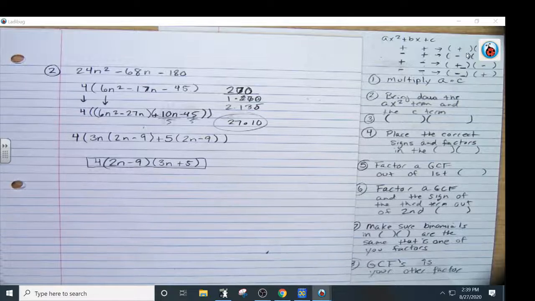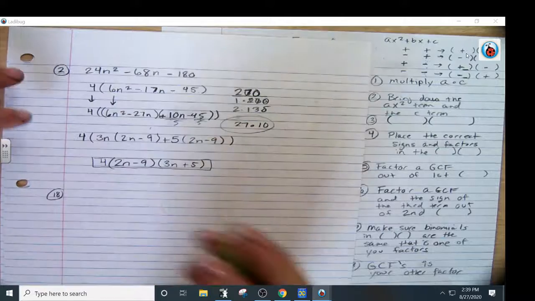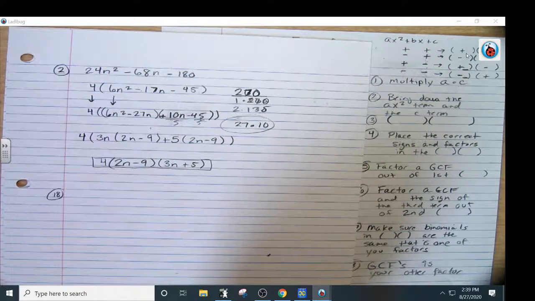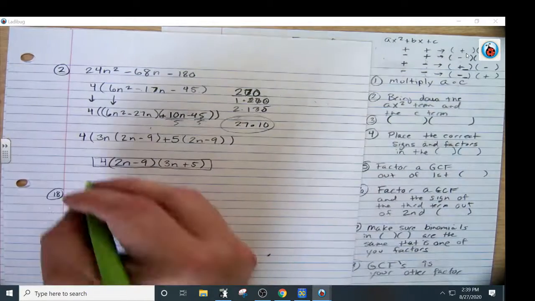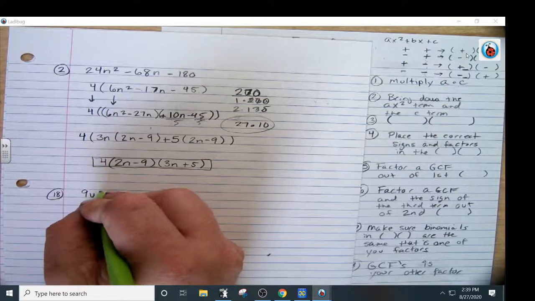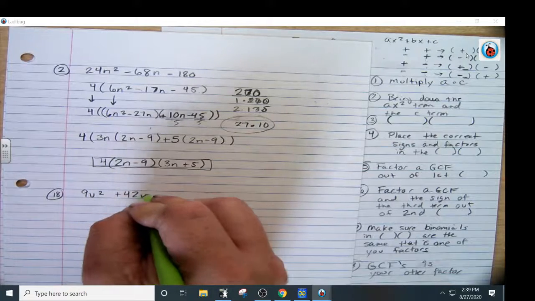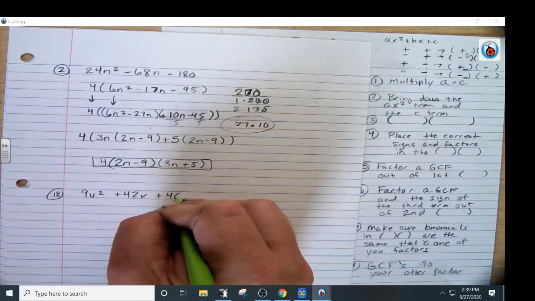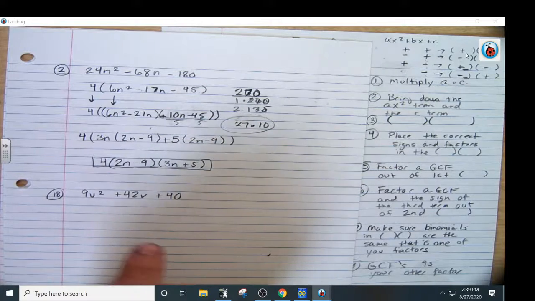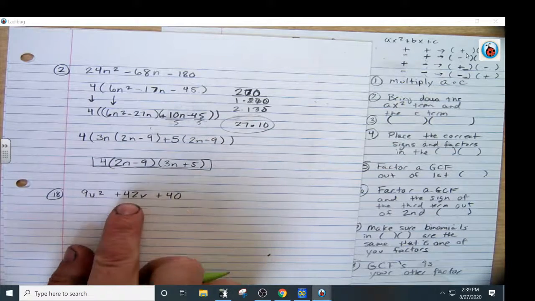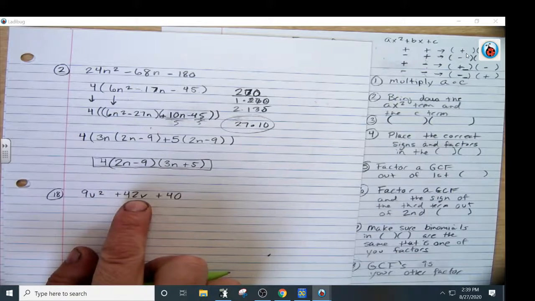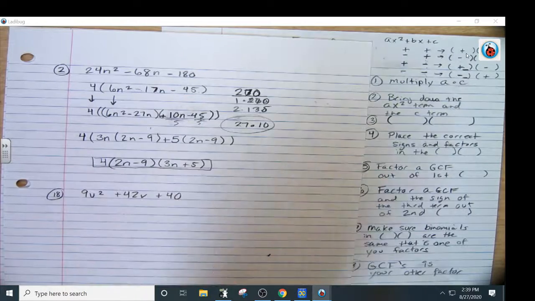Does 18 have a GCF? Let's do 18 real quick. I'm going to kind of streamline it, though. I'm not going to read the steps, I'm just going to streamline it, okay? So 9b squared plus 42b plus 40. Guys, this will not have a GCF because 9 and 42 have a GCF of 3, but 40 and 9 do not have a GCF.